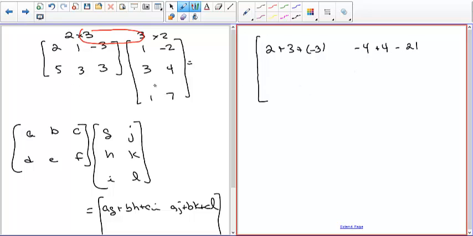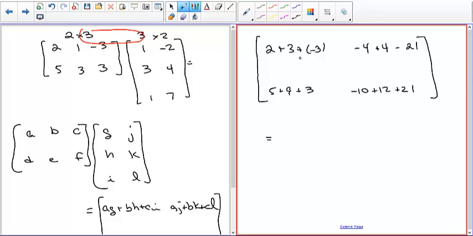Then I'm going to do second row, first column. So it'll be 5 times 1 plus 3 times 3 plus 3 times 1. And then second row, second column. I'm going to have 5 times negative 2, which is negative 10, 3 times 4, which is 12, and 3 times 7 is 21.